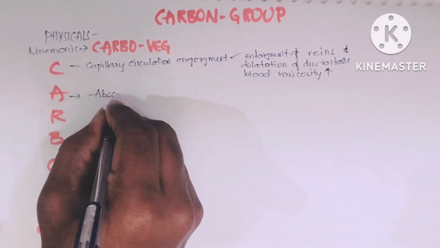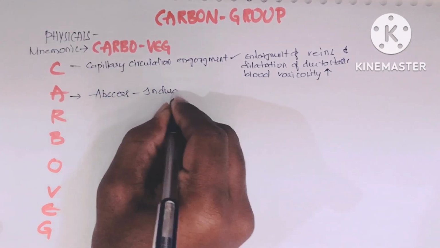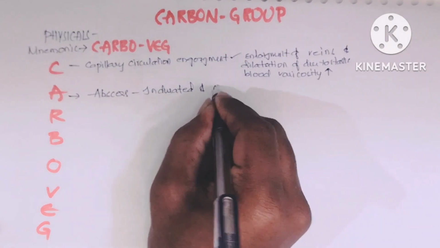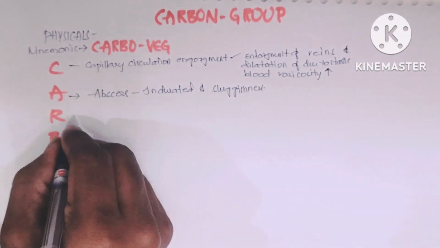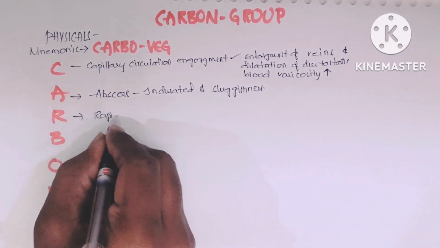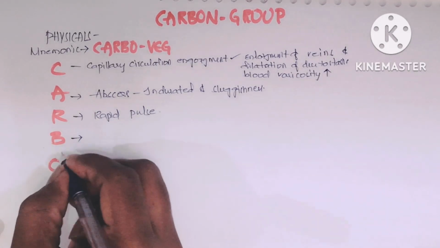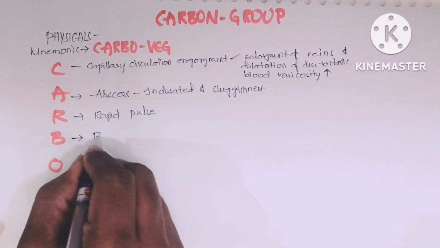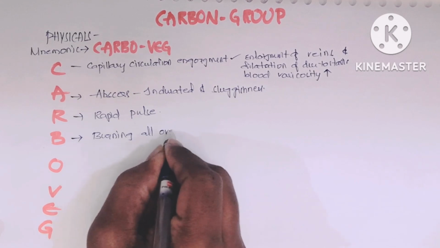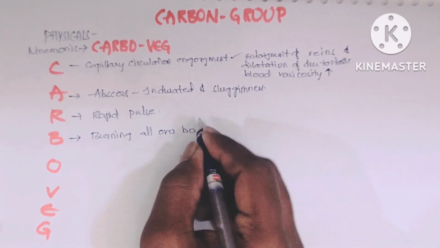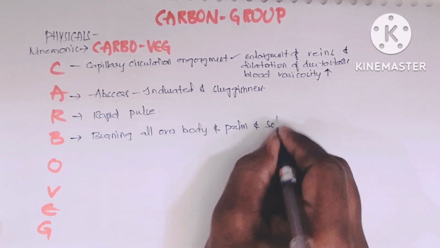And A for the abscess. Abscesses are indurated and sluggish. And R for the rapid pulse. And B for the burning all over the body, especially palms and soles.